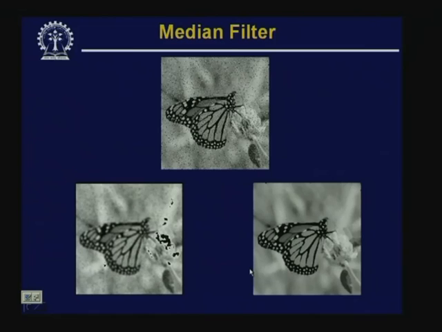Then this shows another median filter output result. The bottom two images on the left side are obtained using the box filter. On the right hand side, it is the image obtained using the median filter. The enhancement using the median filter over the box filter is quite obvious from this particular image.